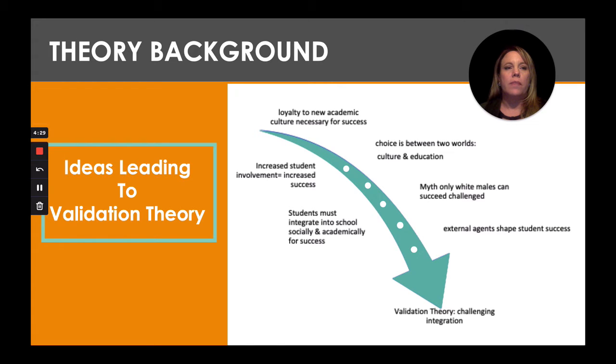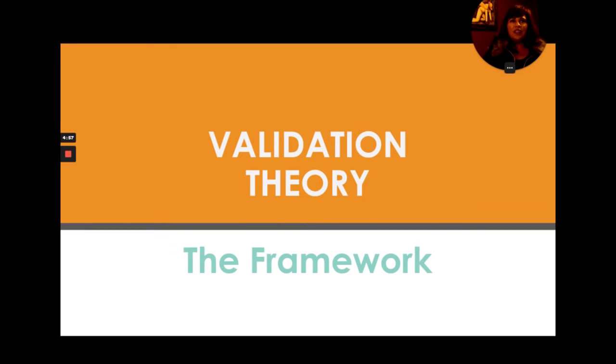The theory was developed that students must integrate into school socially and academically to succeed. The myth that only white males could succeed in college was challenged, and there were studies that showed that external agents shaped student success. So validation theory was formed to challenge the idea that students needed to integrate into the values of institution and to support the idea of external agents assisting students with success. Now we will take a look at the validation theory's framework.